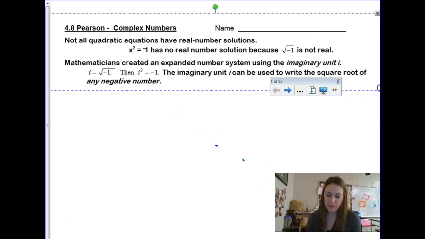So what we have to think about is, up until today, when I asked you to take the square root of -4, if you typed that in your calculator in real number system mode, it would give you an error message. It would say it's a non-real solution. Well, that's if we're only considering the real number system.